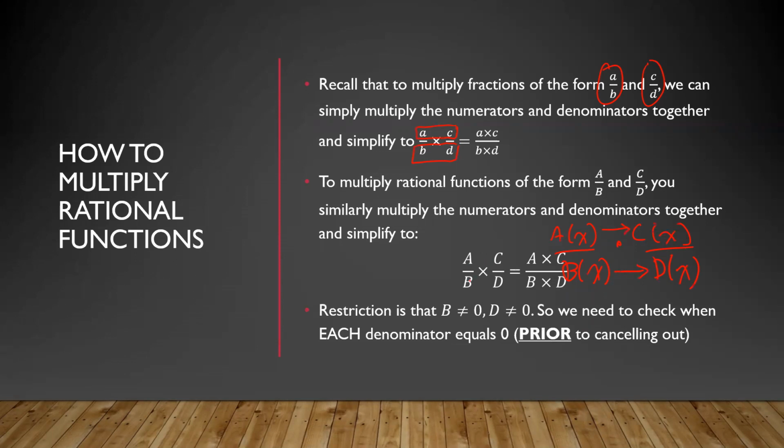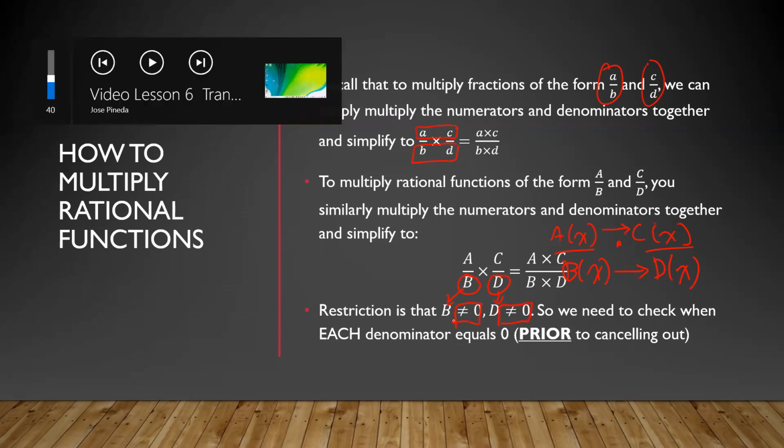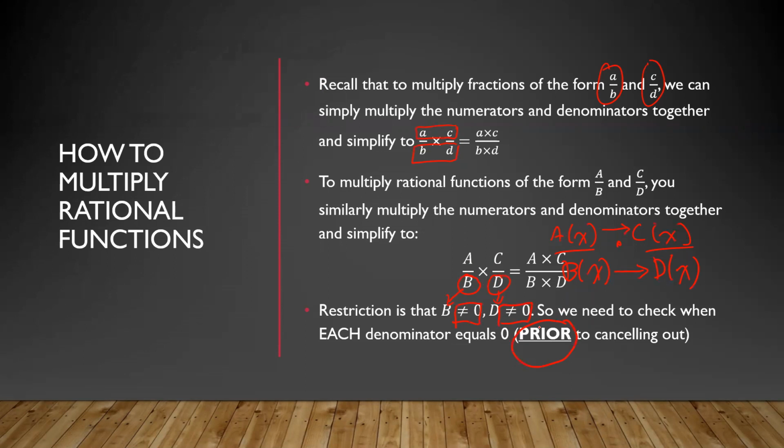In terms of restrictions, the idea is similar to before. The only difference is that we have to specify that the denominator b of the first rational function and the denominator d of the second rational function cannot equal 0. And why can it not equal 0? Because we cannot divide by 0. So you're essentially checking when each of the denominators is equal to 0, but you do this before you cancel anything out.